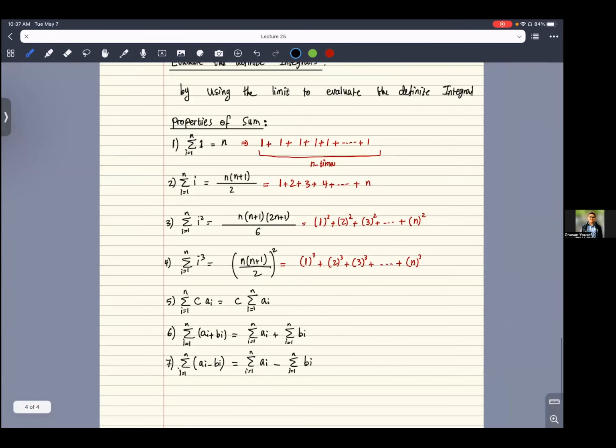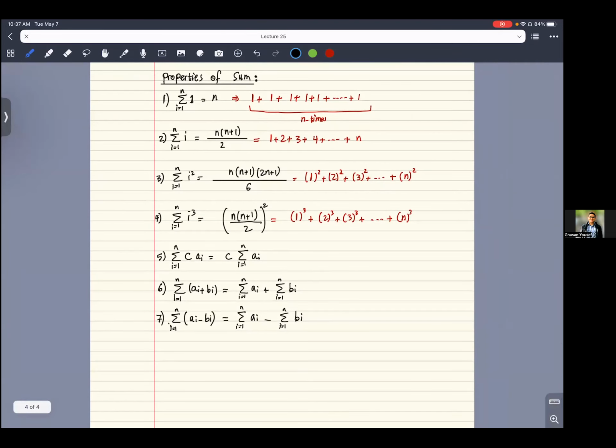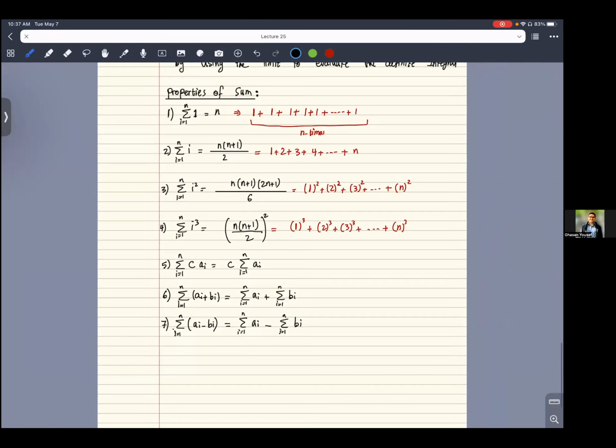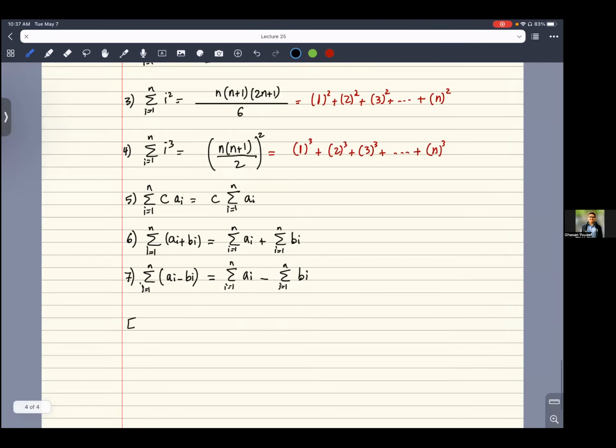Okay, we're going to use these properties of sums to evaluate the definite integral. I'm going to give you an example of how we can use these. So, example: the question is, evaluate the integral from 0 to 3 of the function x to the power 3 minus 6x dx.